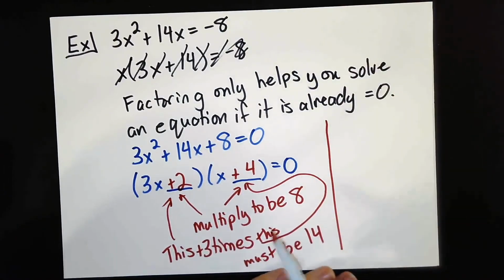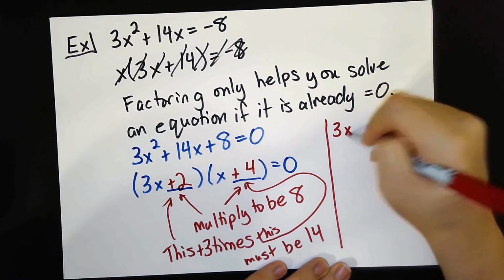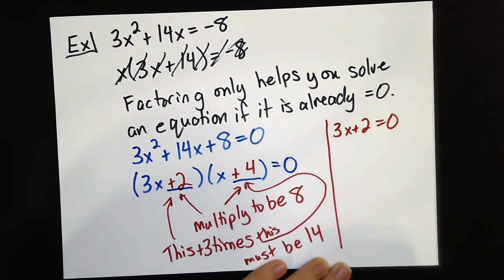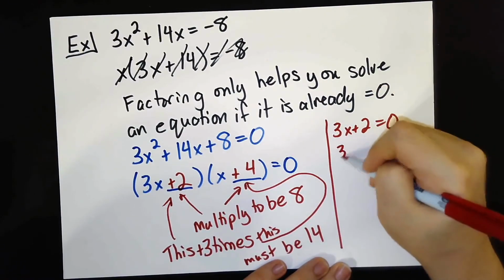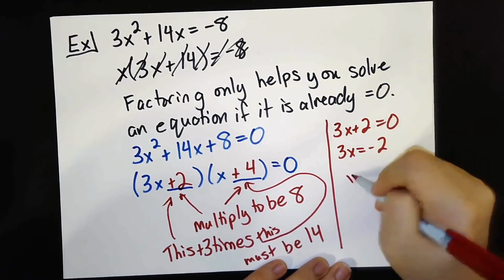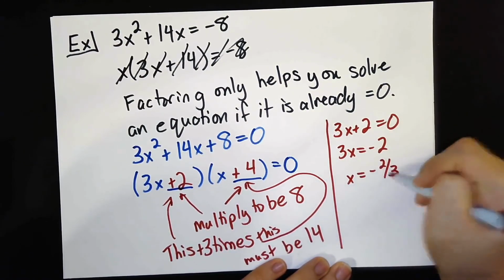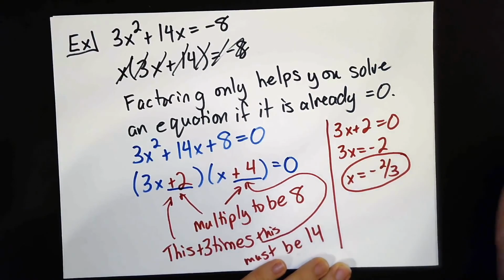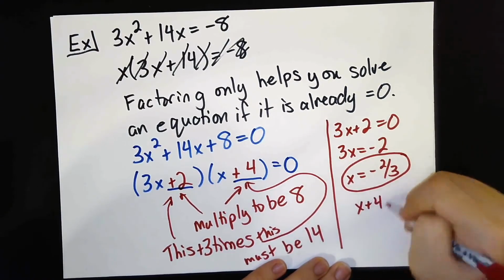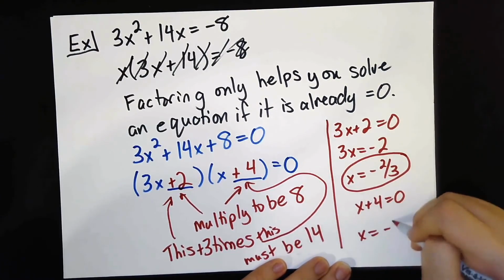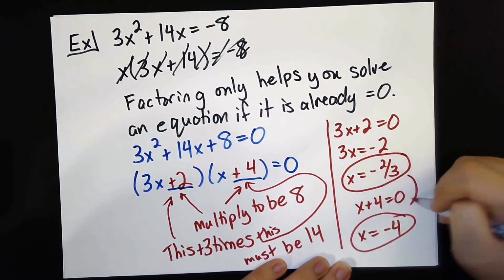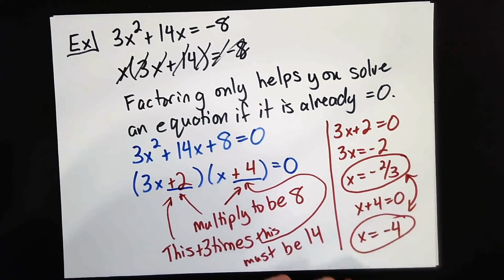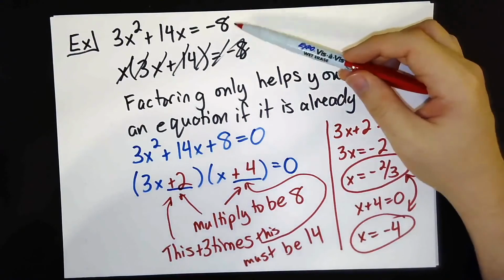So then to finish solving this, we'll take 3x plus 2 equals 0, and we'll solve that, which will give me 3x equals minus 2, so x is minus 2/3. And x plus 4 is 0, so x is minus 4. Okay, so these two are our two solutions to this original equation.